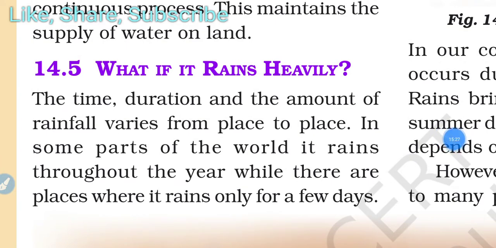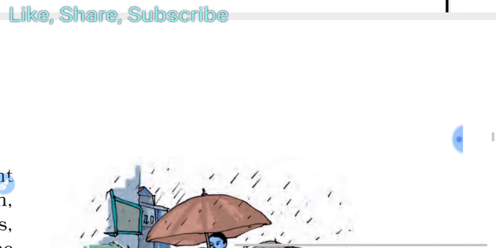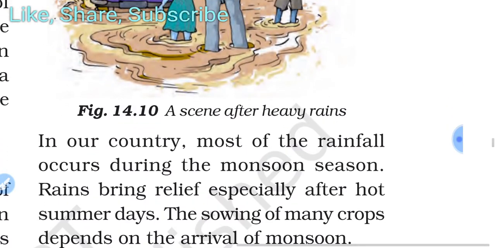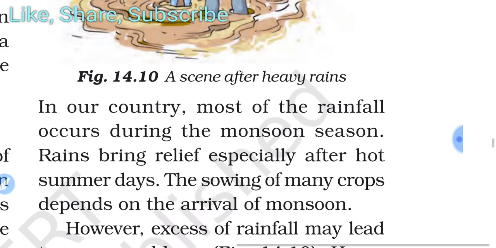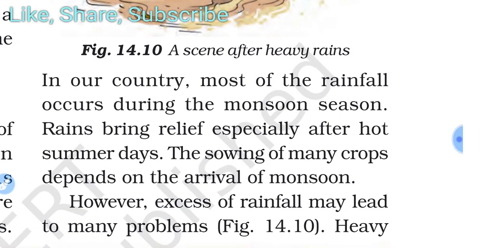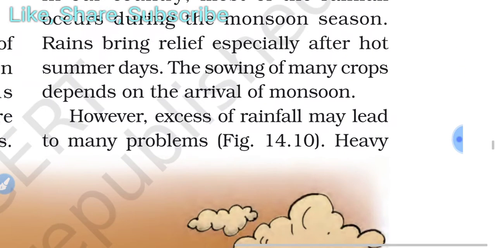The time duration and the amount of rainfall varies from place to place. In some parts of the world, it rains throughout the year, while there are places where it rains only for a few days. These types of places also exist. In our country, most of the rainfall occurs during the monsoon season, as you have heard the term monsoon. Rain brings relief, especially after hot summer days. The sowing of many crops depends on the arrival of monsoon. However, excess of rainfall may lead to many problems.